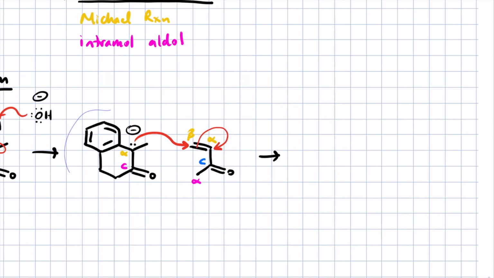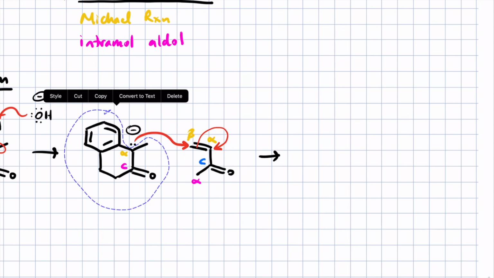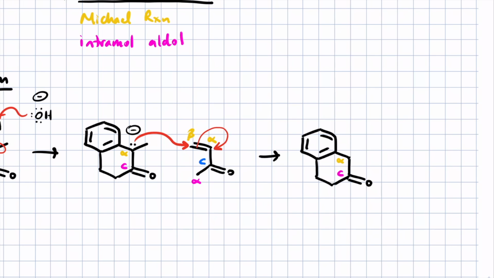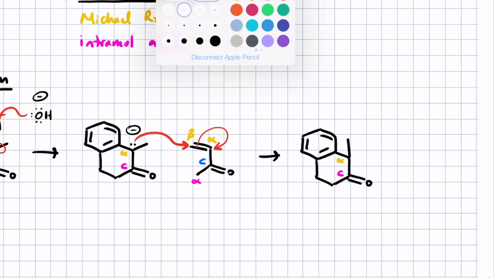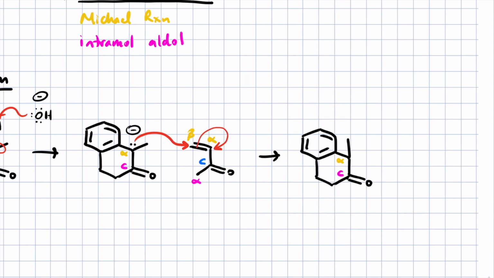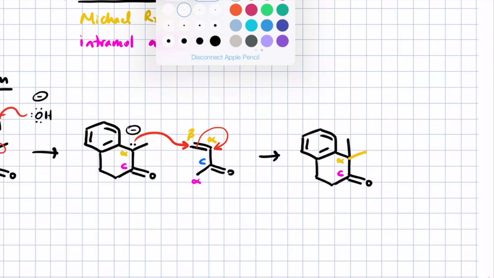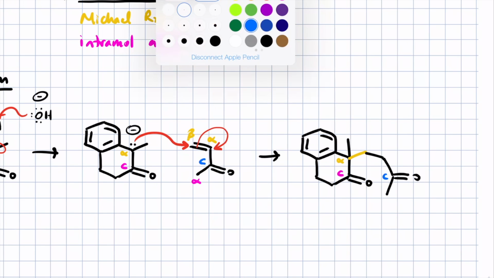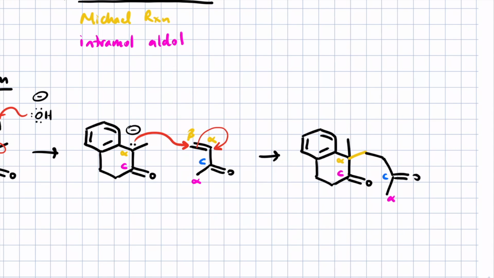Doing this allows us to draw the following intermediate, and I'm going to try to use color to illustrate the new bond that we just made. This is still carbonyl carbon. This is still pink alpha. This is still yellow alpha and beta.